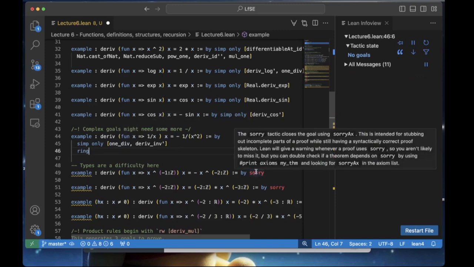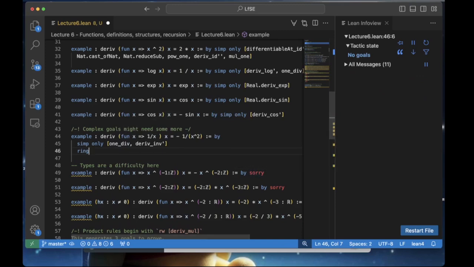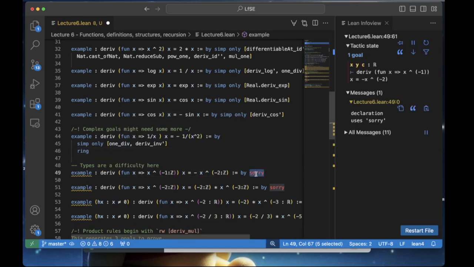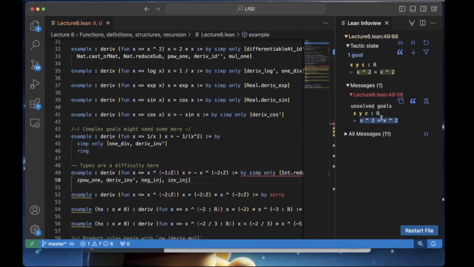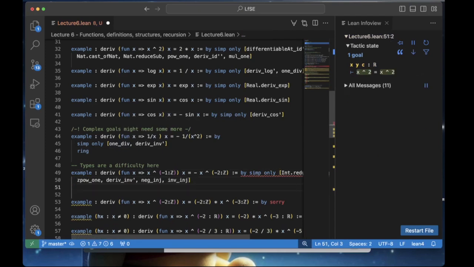So here's another one. And this time, if I try simp, we have these suggestions. And okay, made it a long ways, but now we have x squared is equal to x squared. Well, that's pretty straightforward. How should I finish this up?